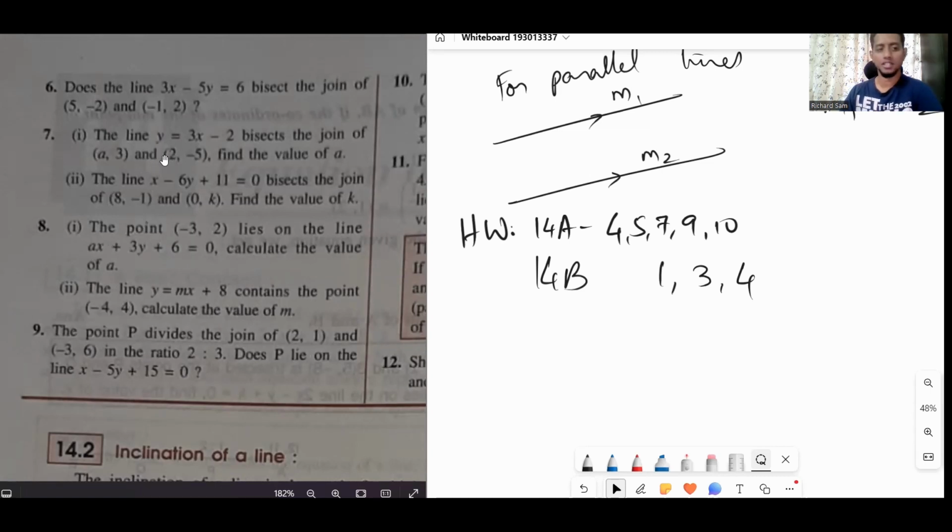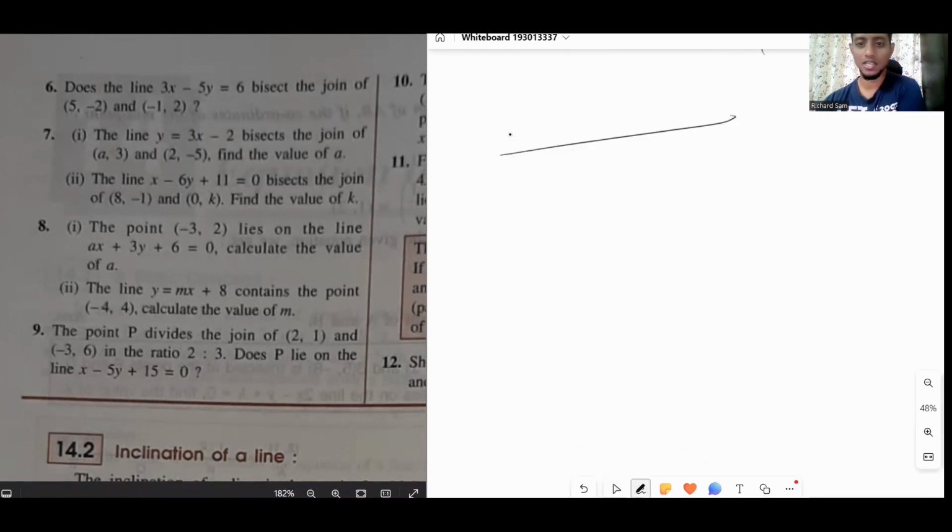Yeah, so this one I had explained yesterday, right? These two points, but the line bisects the join of this and this. So you found the midpoint of this. There's this line, y is equal to 3x minus 2. It bisects, means it cuts the line joining. So there's a line like this. This is the midpoint of this line, not of that line. And this top-down line joins (a, 3) and (2, -5). So this line cuts the midpoint, or bisects, this line.